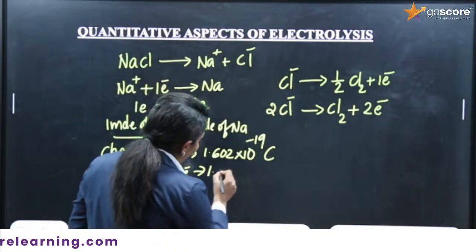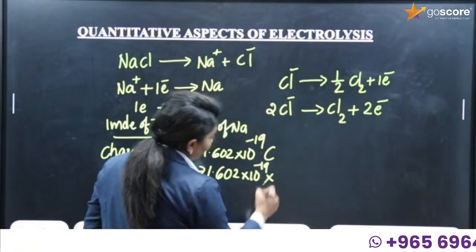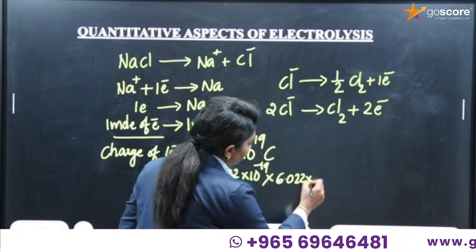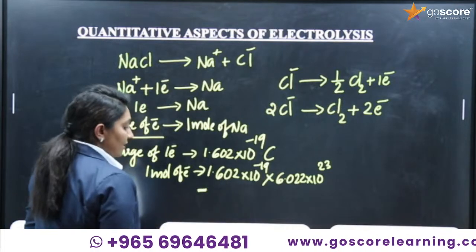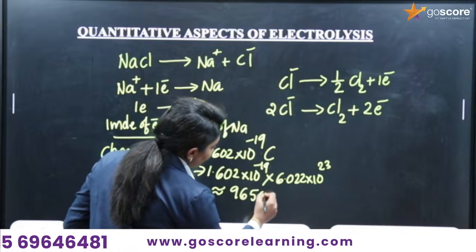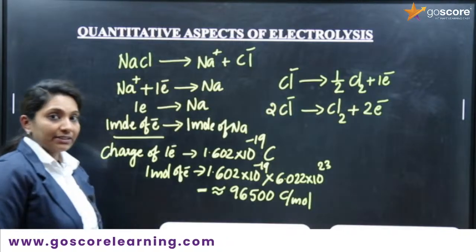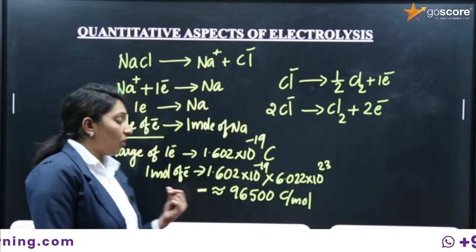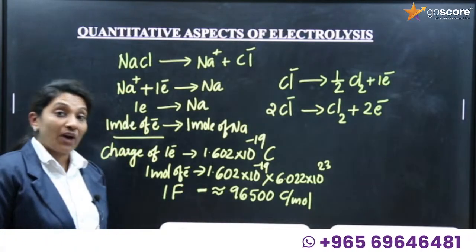So that is 1.602 into 10 to the power minus 19 into, what is the Avogadro number? 6.022 into 10 to the power 23. So when you multiply this, you will get a value approximately equal to 96,500 coulomb per mole, right? And this quantity of electricity is what we call the Faraday. What is it called? A Faraday.